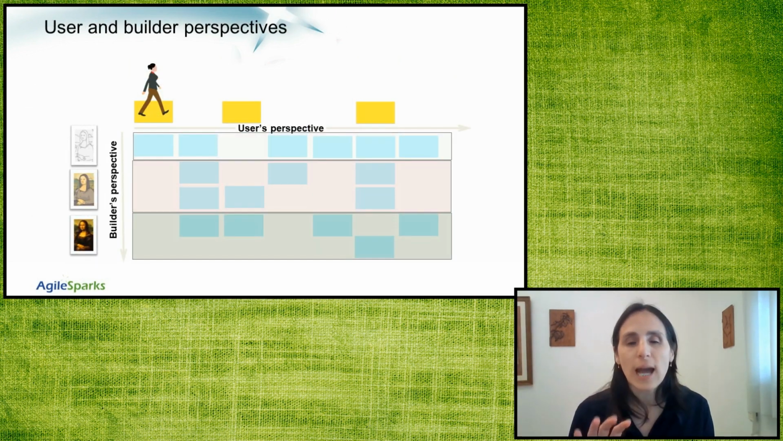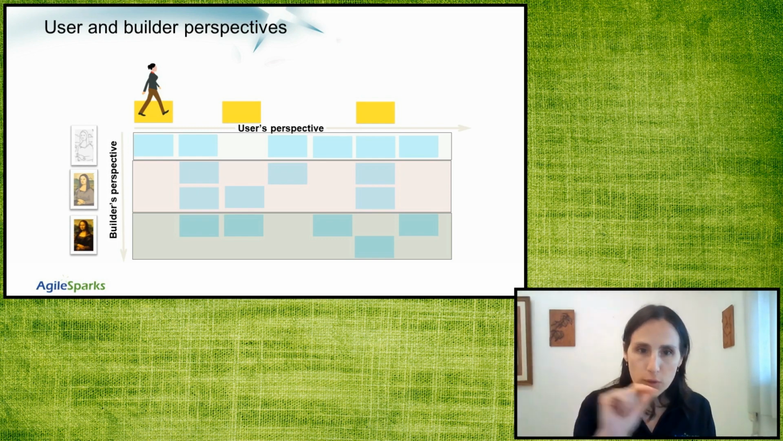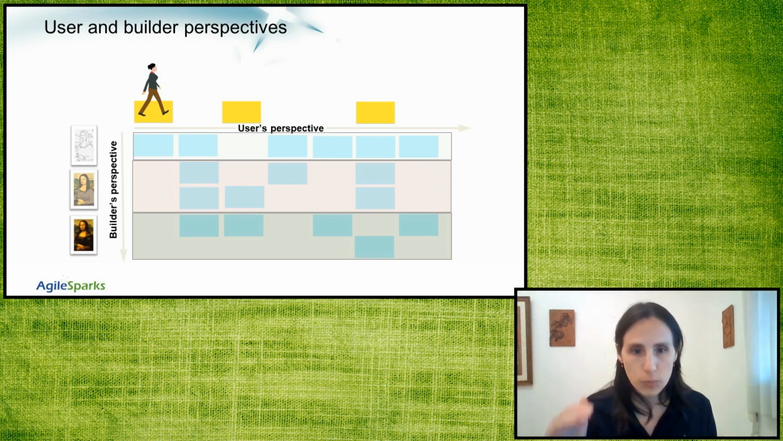So you can really see how visually we get in a user story map two very different perspectives. We have the user perspective, and we also have the builder's perspective. What are we going to do first? What are we going to do later?